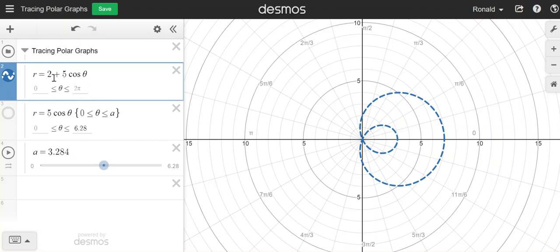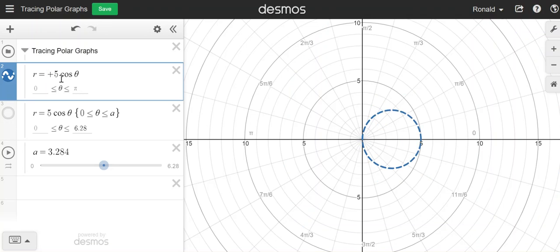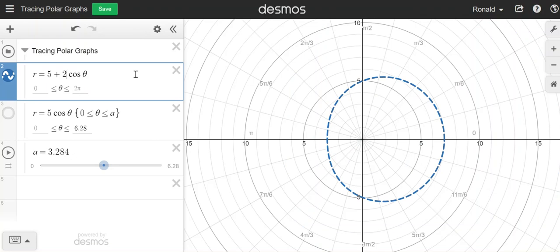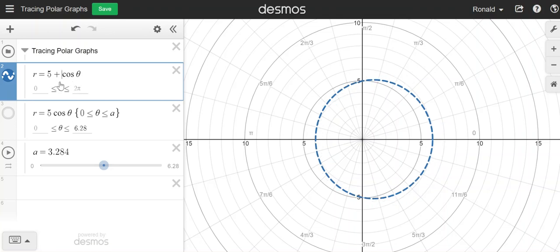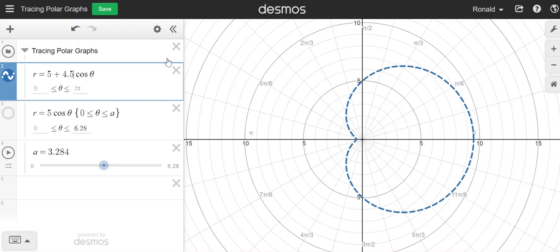If I was to make the 2 something greater, that's a little bit big, so let's just make that 2 into a 5 and make the coefficient of the cosine 2. We have a cardioid. Right? That is a flattened circle, which we call a cardioid. And if I was to make this a slightly bigger number, 4.5, you can see how the bigger the coefficient of the cosine becomes, the more this gets pulled inward here.